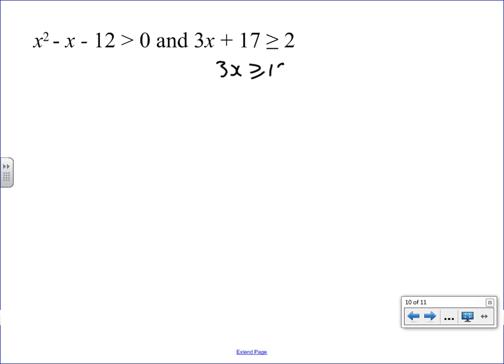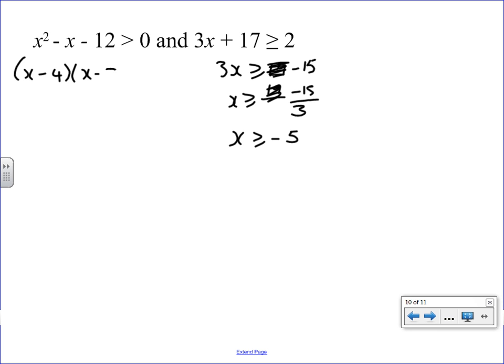3x, minus 15, that's minus 5, isn't it? Excellent. Okay, this one. Change that to a plus. Okay. And so the roots are going to be 4 and minus 3.